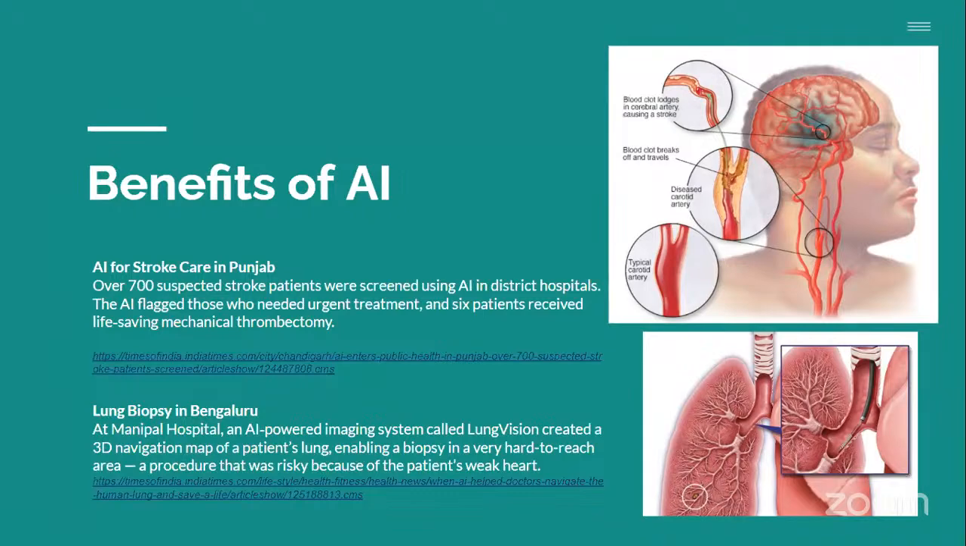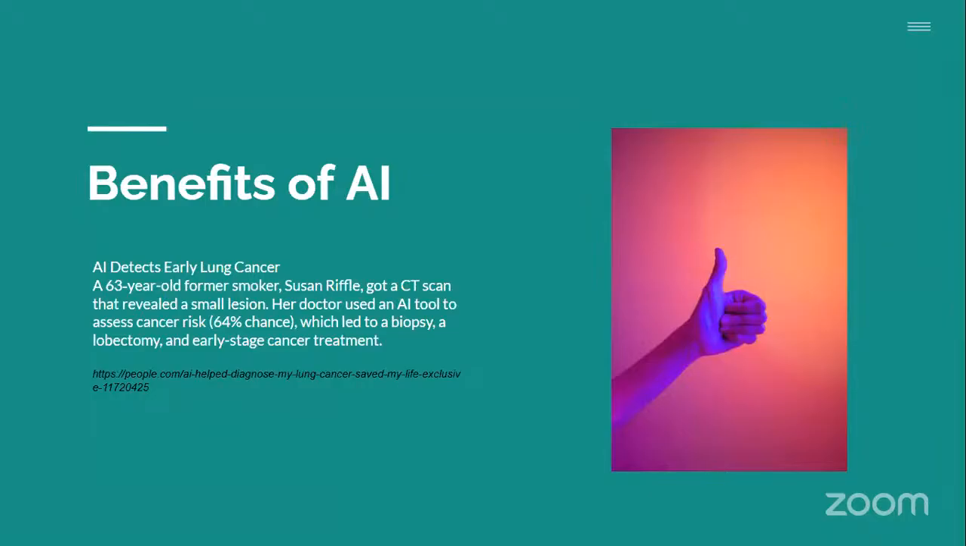So next slide. Another important benefit is one in which AI helped to diagnose lung cancer. This doesn't happen in India; it happened outside of India. One of the patients, named Susan Riffle, used to smoke often, then she quit smoking. During a CT scan, she had a small lesion. A lesion is a small hump or a small patch found there.